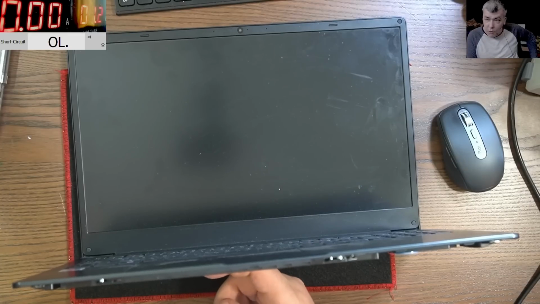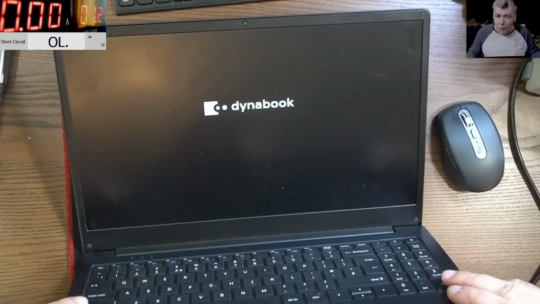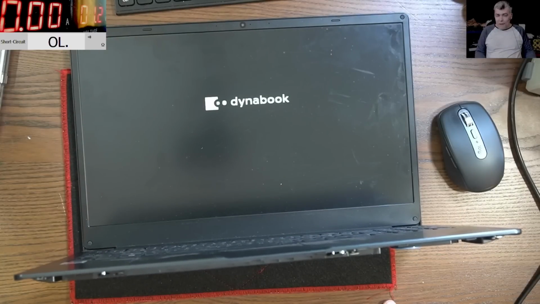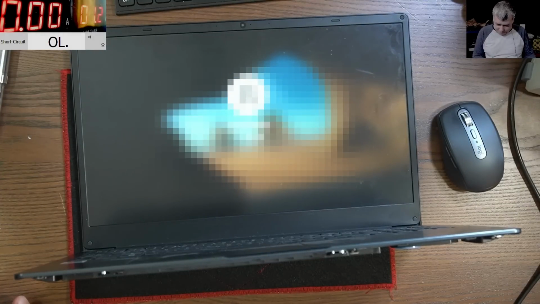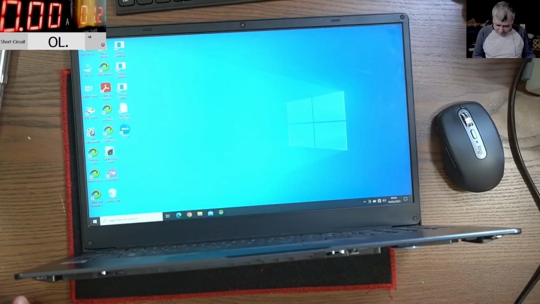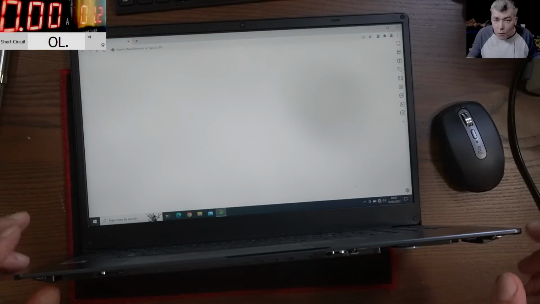Wait, we have no picture. The CPU is getting warm, the fan is spinning, so it should be fine. Let's wait. The BIOS is getting reset. Hopefully we don't have a second fault. I mean, the fault was clear. Oh yeah, and we have picture. I can't believe it. We fixed it. We're pros here. It's working, right? Oh, it goes straight to the window.